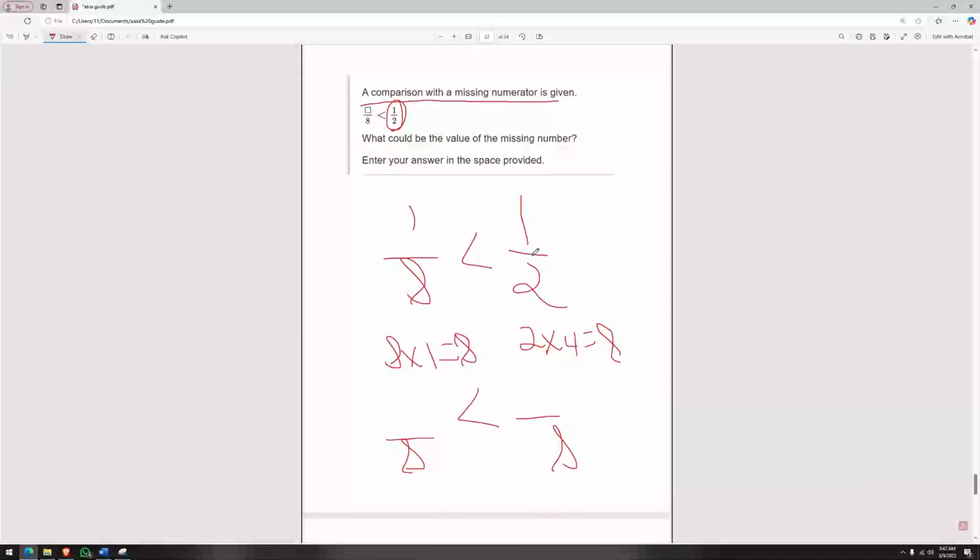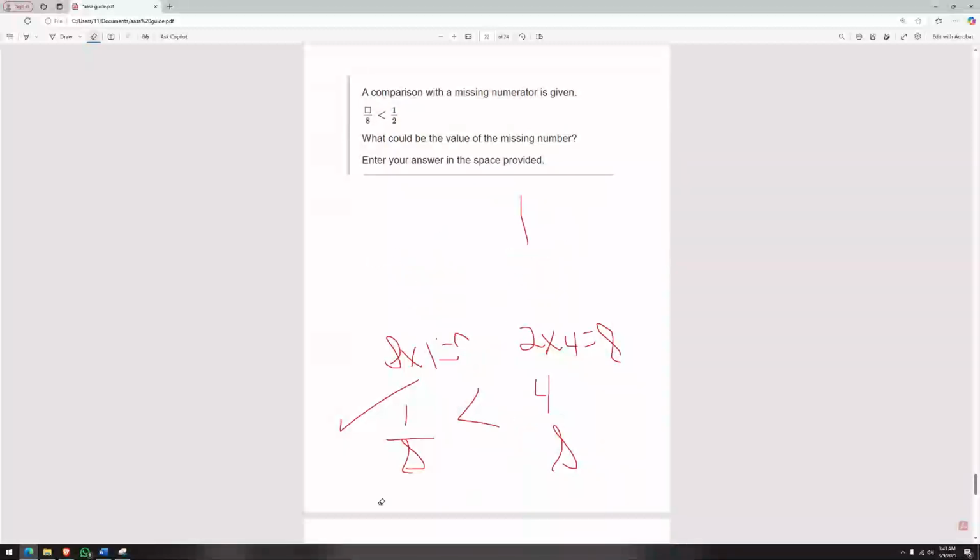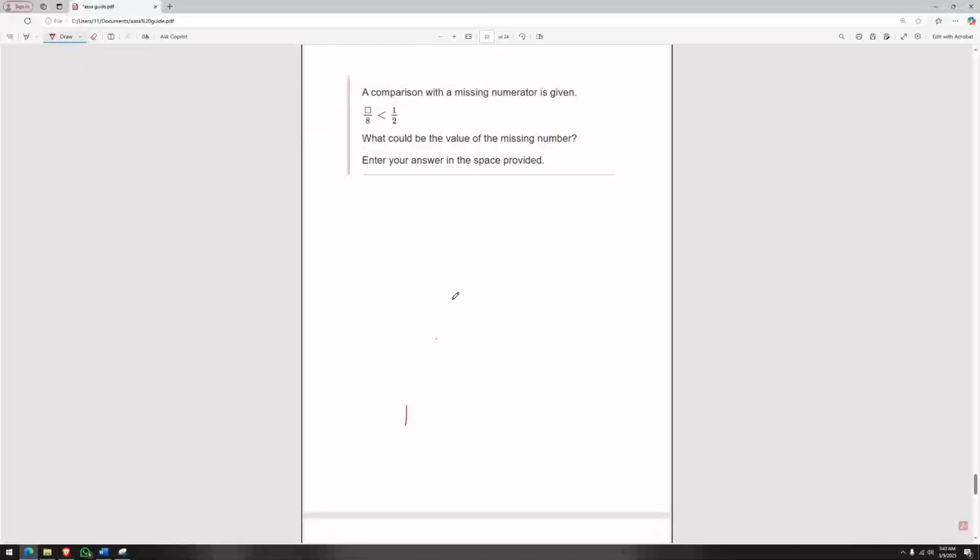We have to check this one. 1 times 4, 4 eighths. Y es lo mismo que 1/2, la mitad de 2 es 1, la mitad de 8 es 4. So, this one stays the same. So 1 times 1, 1 eighth. Entonces, 1 puede ser. A ver, ¿hay más? Let's see if there's more. A ver. Let me erase everything. Okay. This is telling you 1/2 has to be the biggest.